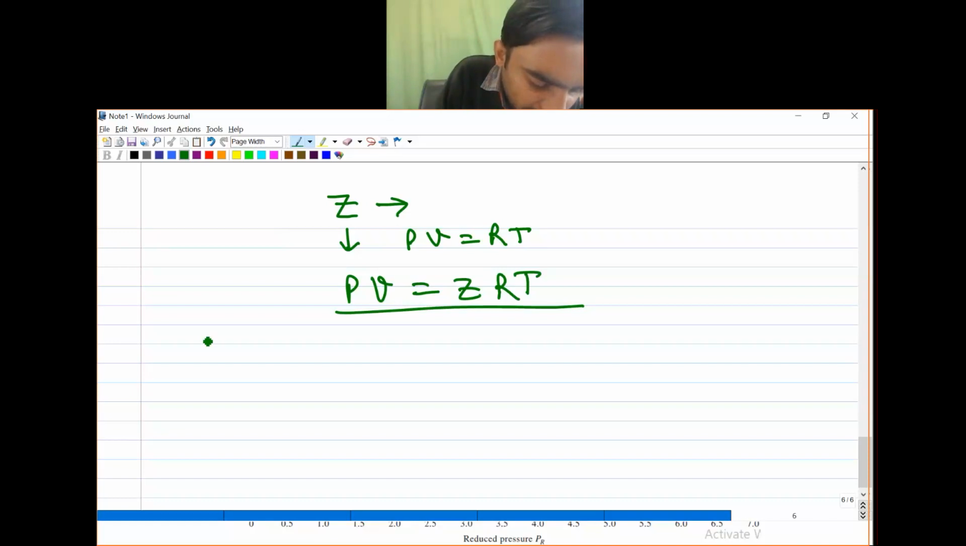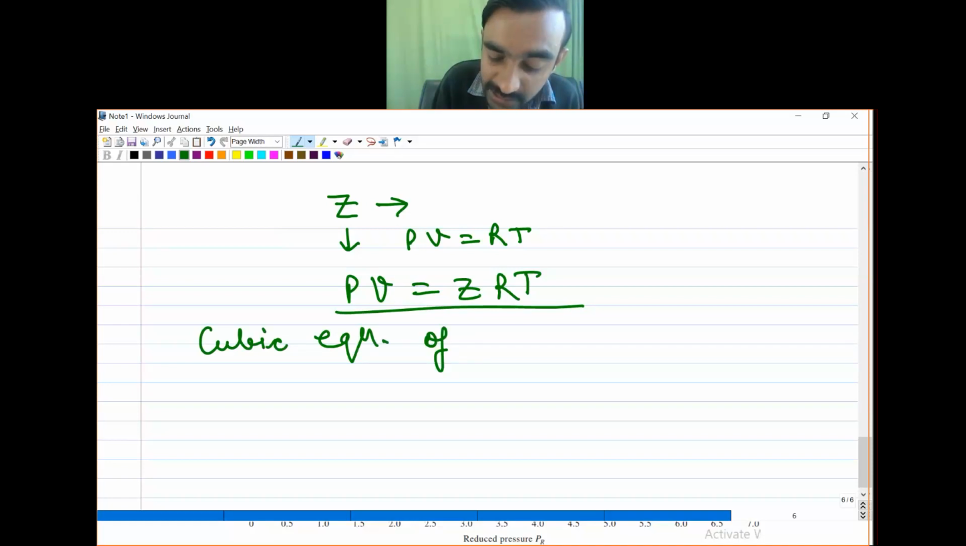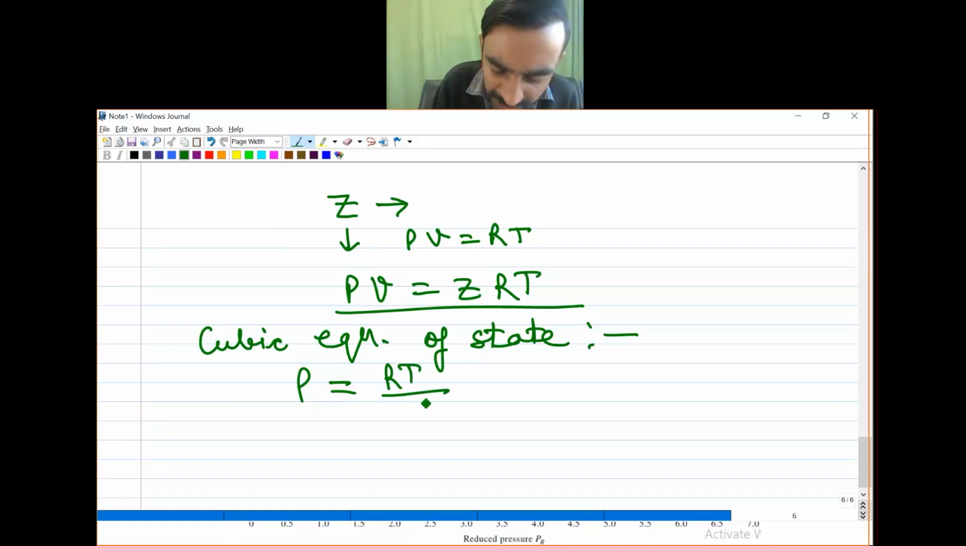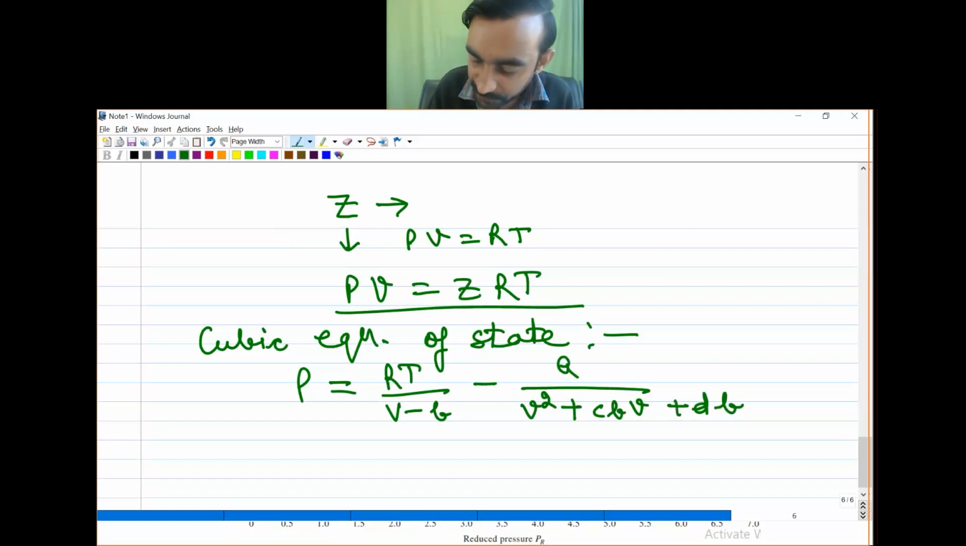Okay, so one such equation of state is referred to as the cubic equation of state, and as per this cubic equation of state, we have P equal to RT divided by V minus B, minus A divided by V square plus CBV plus D times B square. Okay. So this is also one equation of state, referred to as the cubic equation of state, and this cubic equation of state actually gives the behavior of a real gas.